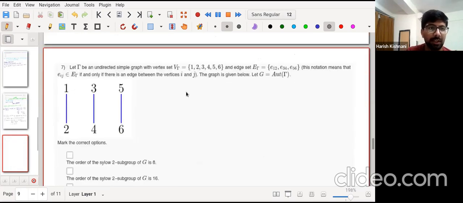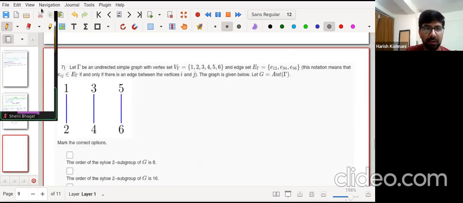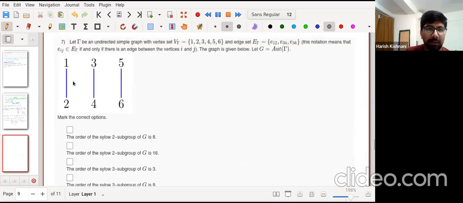This question is again interesting. You are given an undirected simple graph with vertices 1 to 6. This is your graph. Let G be the automorphism group of this graph. For this graph you are having an automorphism group.